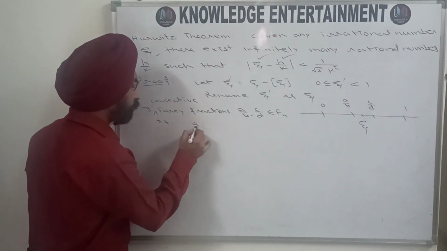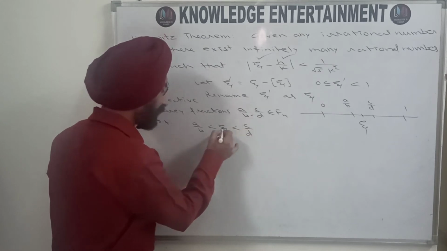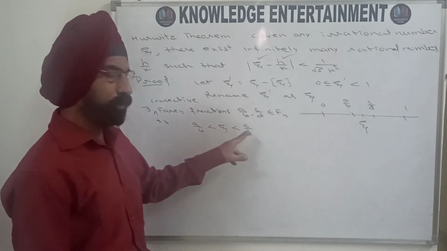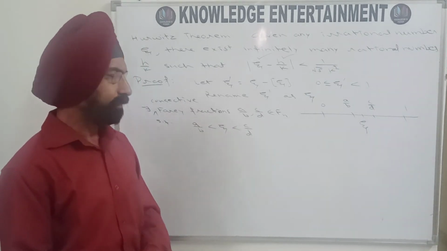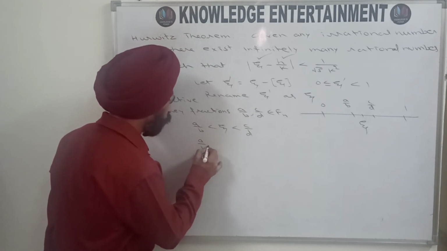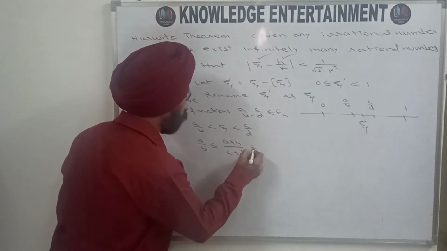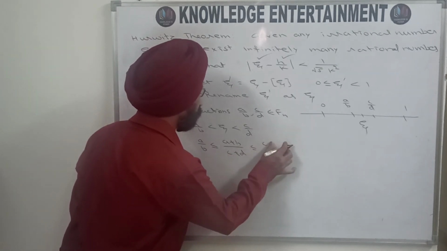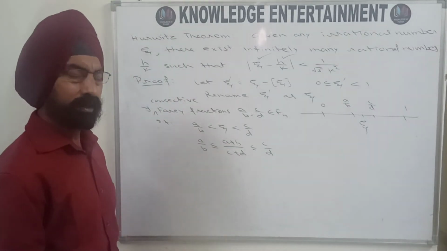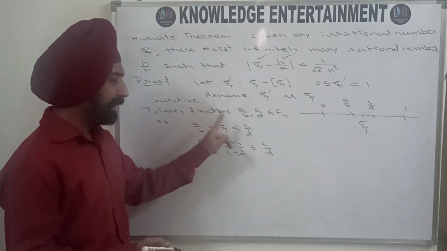So such that a upon b is less than xi is less than c upon d, and it is a strict inequality because your xi is irrational, and a upon b and c upon d are rational. Further, we know that a upon b is less than or equal to a plus b upon c plus d is less than or equal to c upon d. This we know. Now this is a rational number lying between these two. This is an irrational number lying between these two.